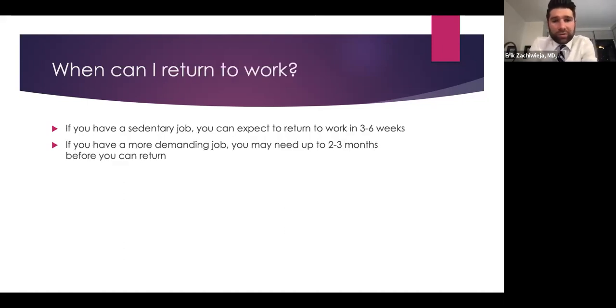As I mentioned, when can you return to work? A sedentary job, usually even in less than 3 weeks. And then a more demanding job is going to be probably closer to 2 to 3 months.